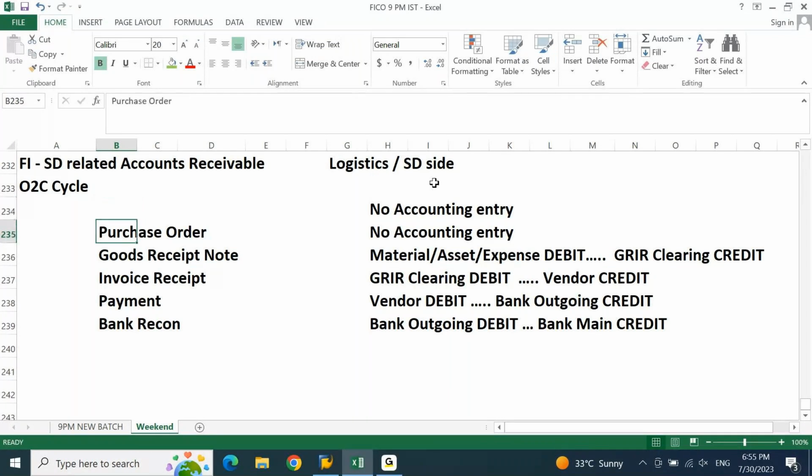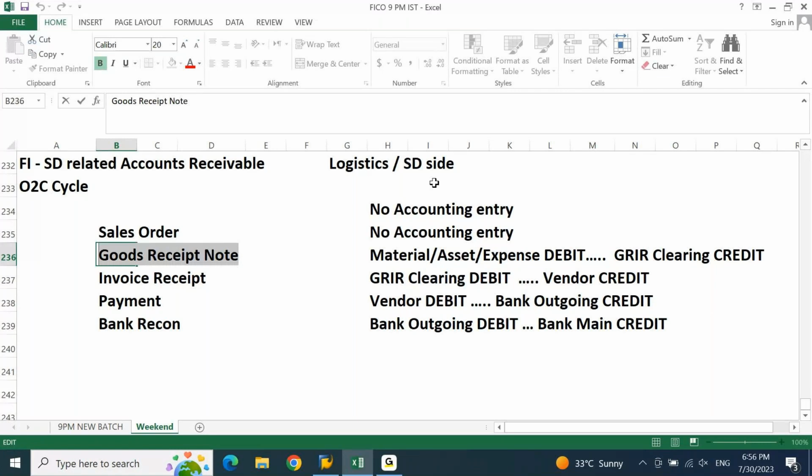Whatever the purchase order you have written, I will be replacing my purchase order with sales order. Since I am purchasing, I was writing purchase order. Now here I am selling, I am writing sales order. Here you are going to supply the goods. In the purchasing side, you are going to receive the goods. When you purchase, we are receiving the goods. We have listed goods receipt note. On the sales side, you are not going to receive the goods. You are going to deliver the goods.